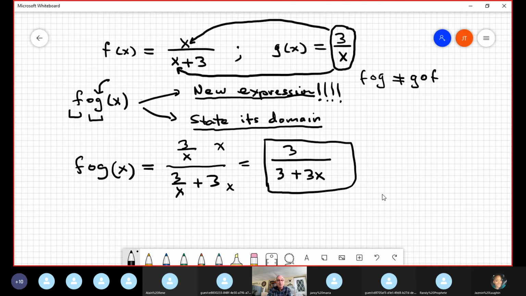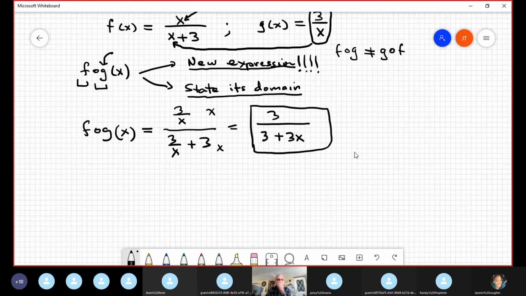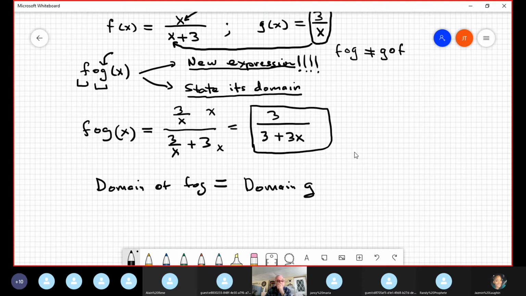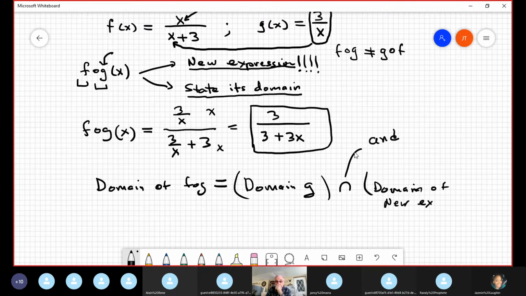Now let's move on to the domain. Domain is a complicated part. Because for the domain, let me put the formula. Domain of the composition is equal to... Domain, remember, it's a set. It's an interval, and you always express it using interval notation. So the formula is: domain of the first function, which is g, intersection, that is, and, domain of the new expression. This is the formula.